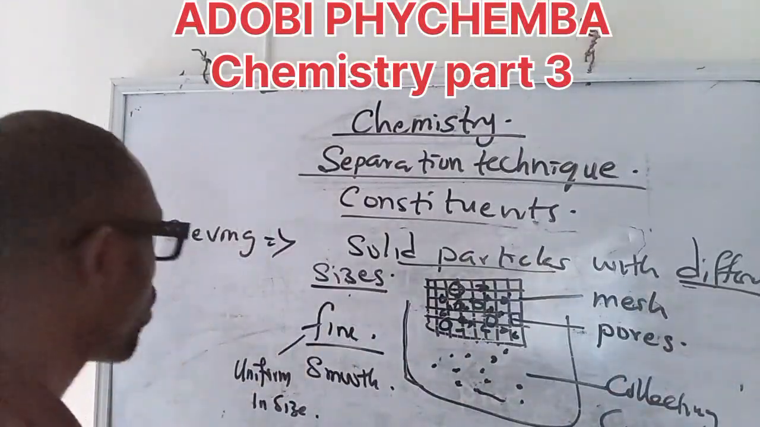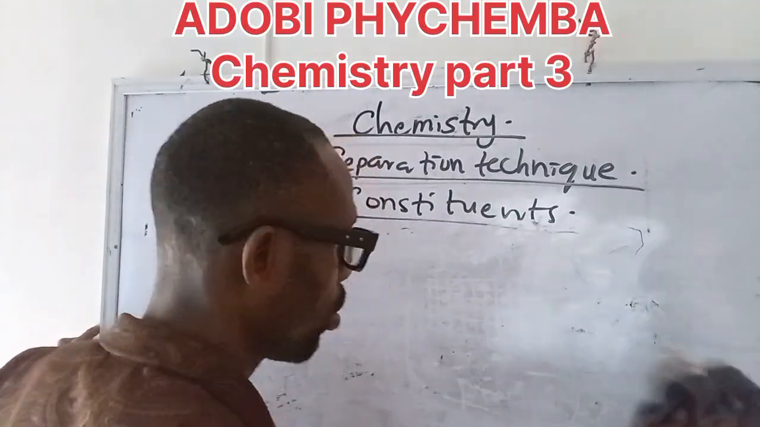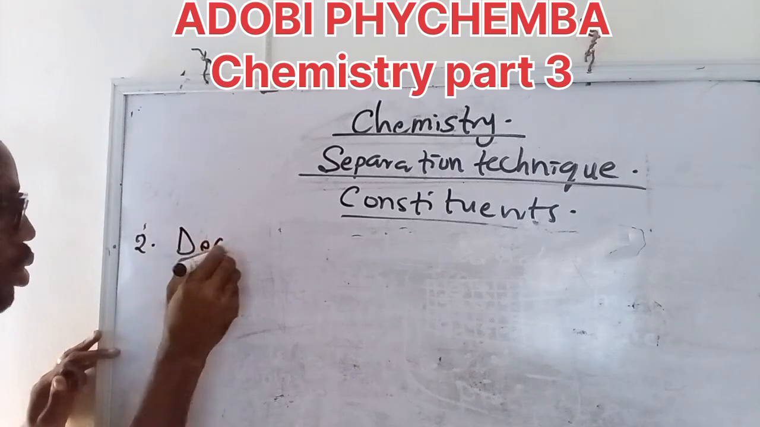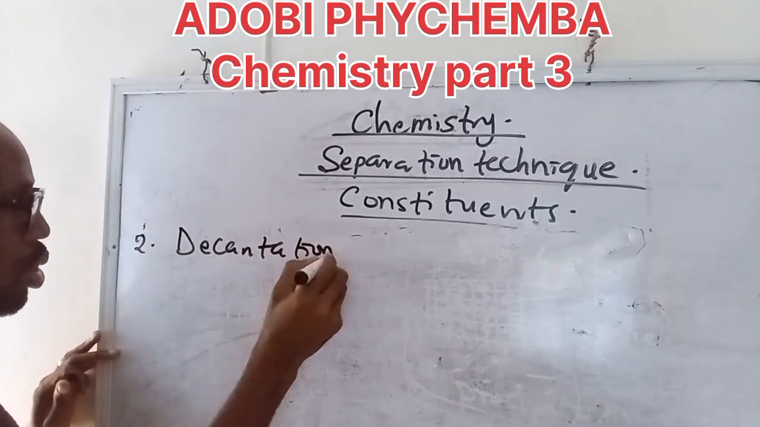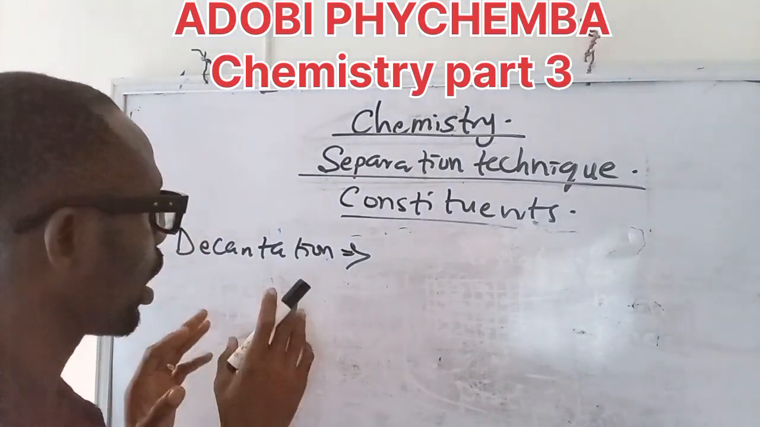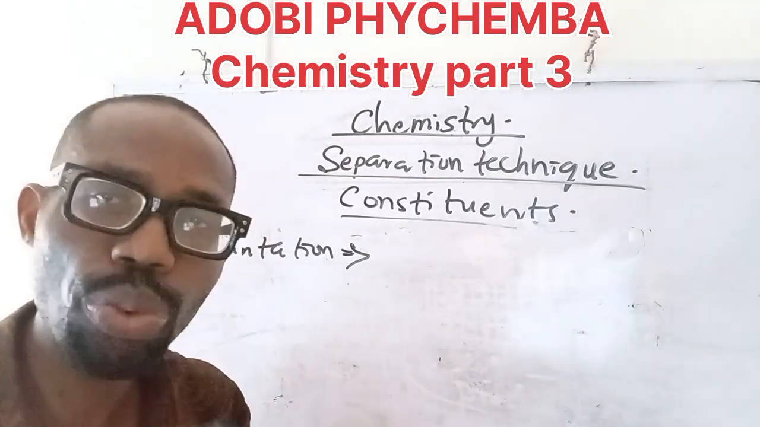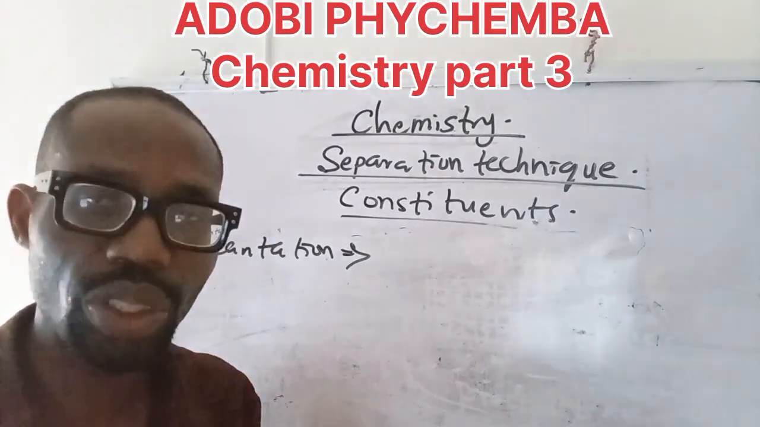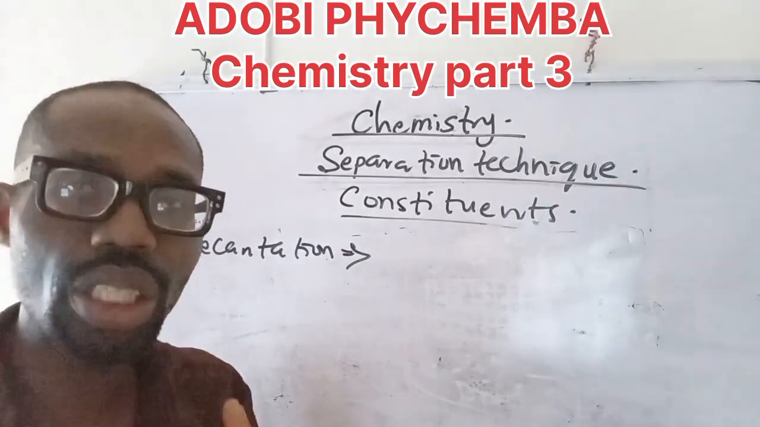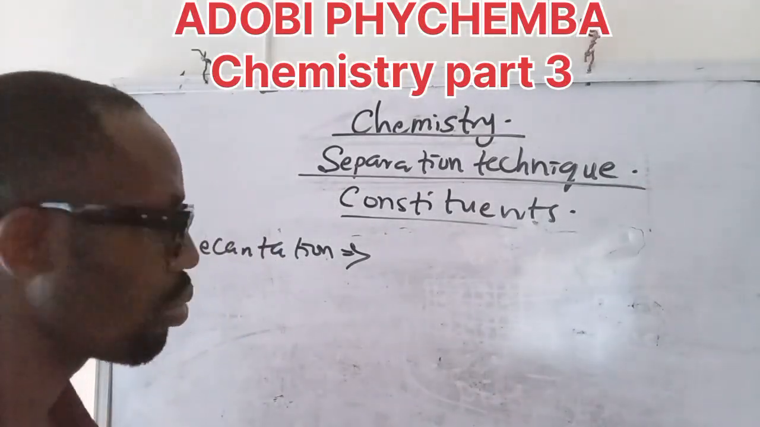And the next one is quickly, decantation. Number two is decantation. So what is decantation? Decantation is a separation technique that involves separating insoluble solids from their solution. Are you seeing it now? In the case of decantation, what does that mean?